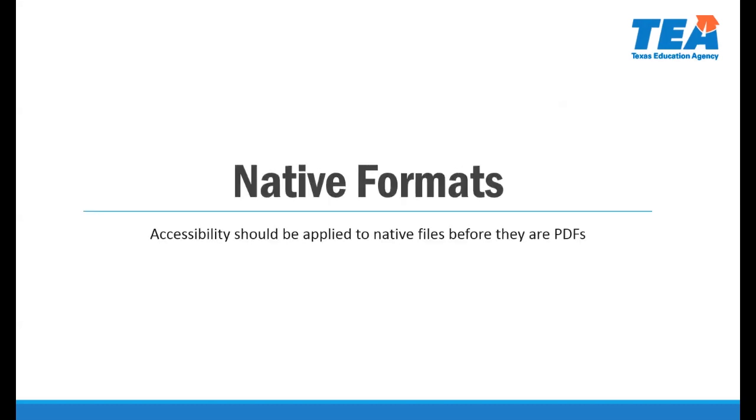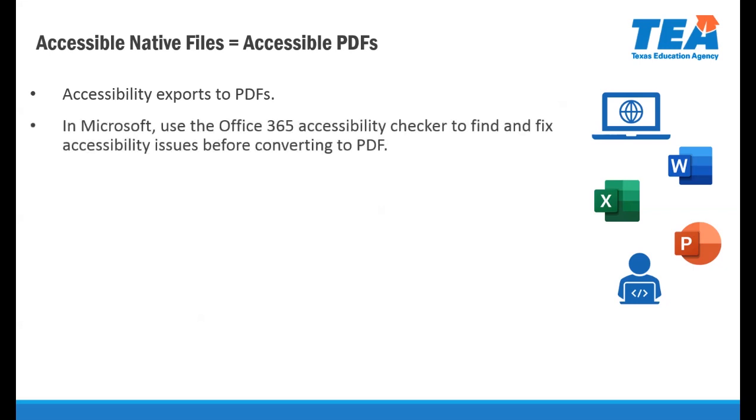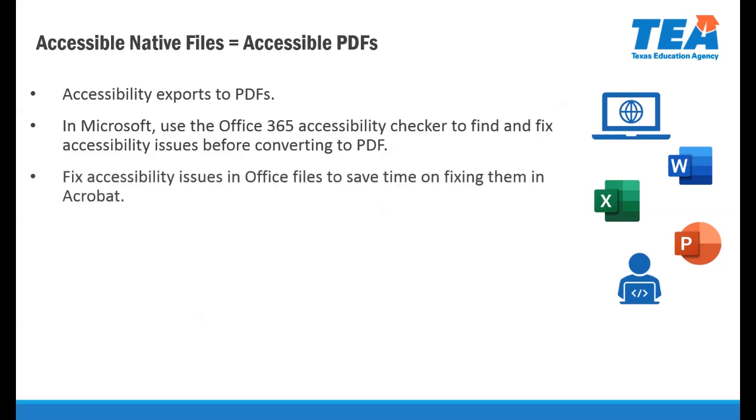Native files are important to PDFs because that is where accessibility should start. Producing accessible native files will produce accessible PDFs. Accessibility from most sources like Word and PowerPoint export to PDFs. In Microsoft, use the accessibility checker to find and fix accessibility issues before converting the document to a PDF. Fixing accessibility issues in native Microsoft Office will save you time by not having to refix the issues in PDF. The accessibility enhancements will be preserved for next time when you edit the document.